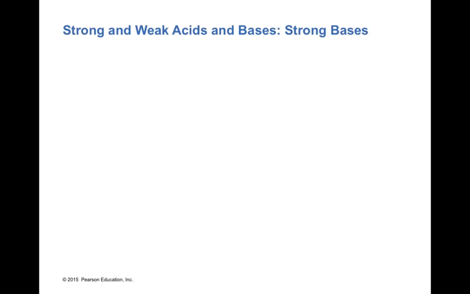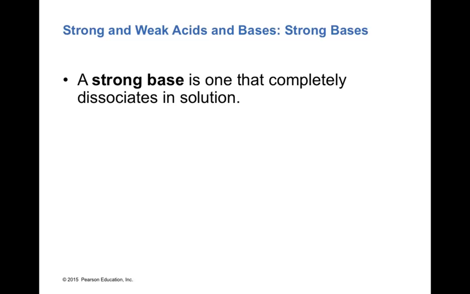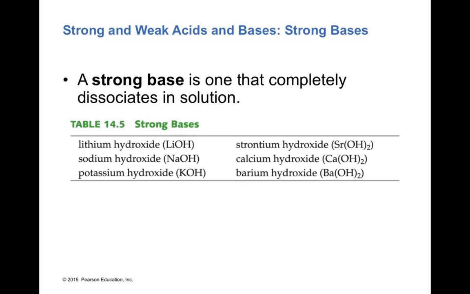Now, let's talk about the strong bases. We talked about the strong and weak acids. Now is the time to talk about the bases. A strong base is one that is completely dissociated in solution, the same concept as a strong acid. It is completely ionized in water, okay, in solution. Some of the most common strong bases are the ones that have hydroxide: sodium hydroxide, potassium hydroxide, calcium hydroxide. All of these are strong bases.